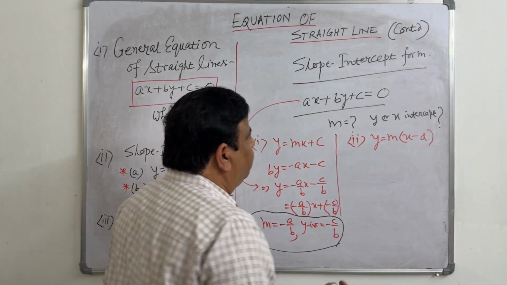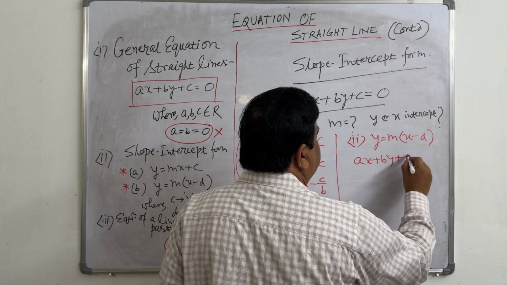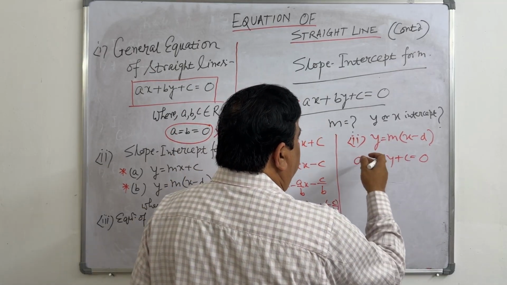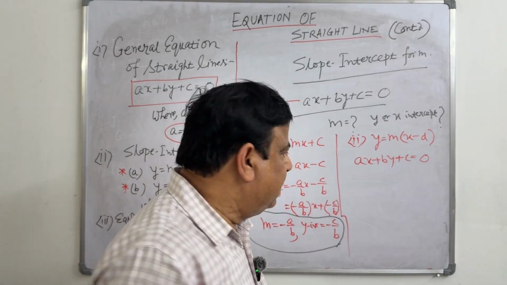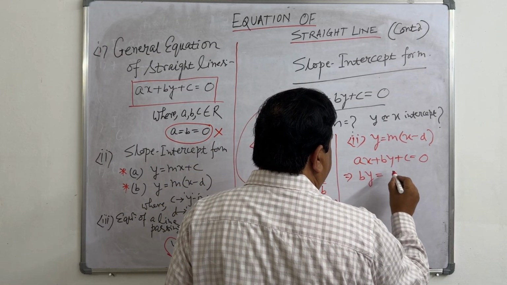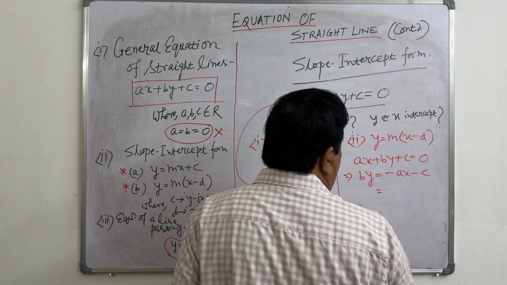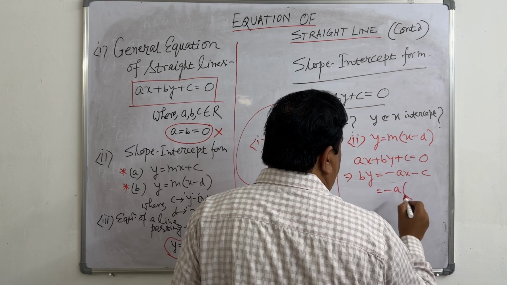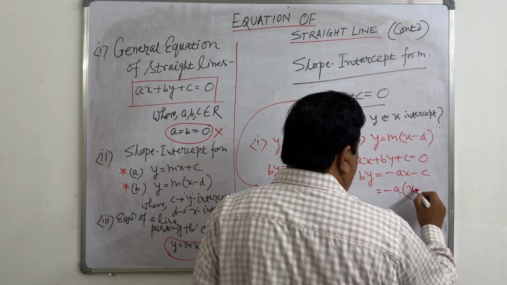Okay. So here also it is the same, ax plus by plus c is equal to 0. So you have to arrange this equation accordingly. You have to express the equation in this form. So we can write it as by is equal to minus ax minus c. So if you take common minus a, then what will you get? You will get x plus c by a.